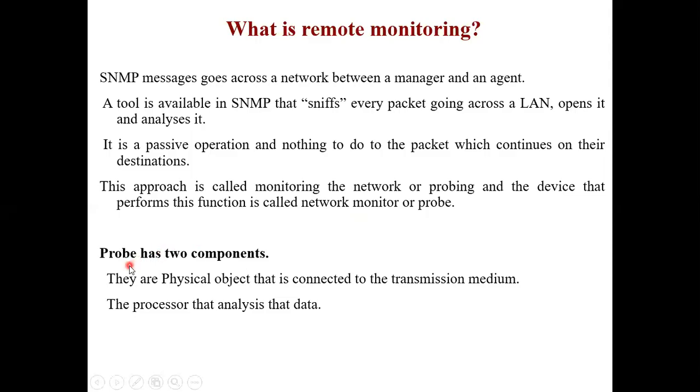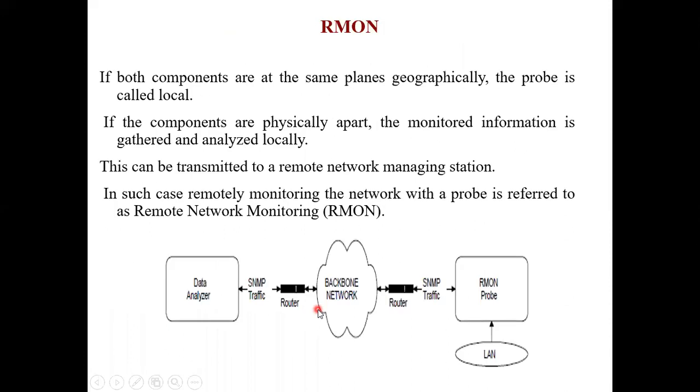So what are the components of the probe? They are the physical object that is connected to the transmission media, and there is a processor inside that probe which analyzes the data. If the processor and the probe are both in the same place, we call it local. Now here is one diagram.